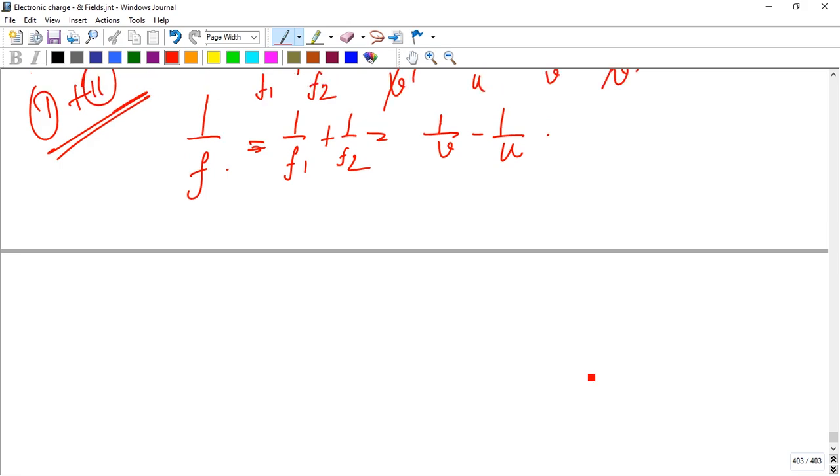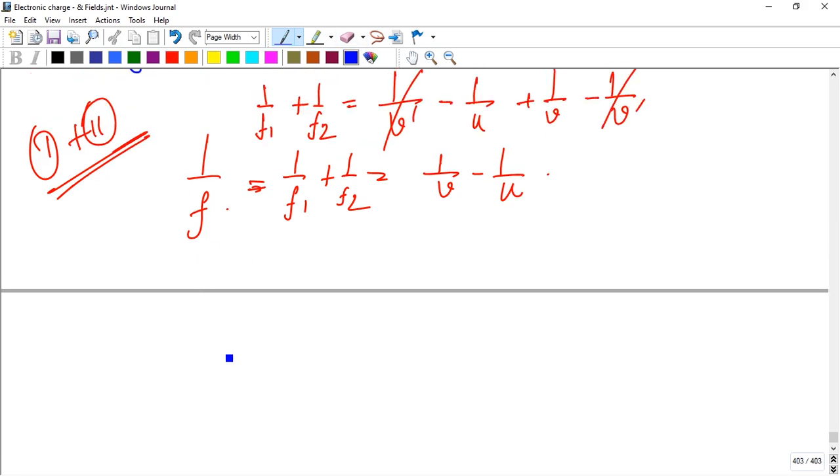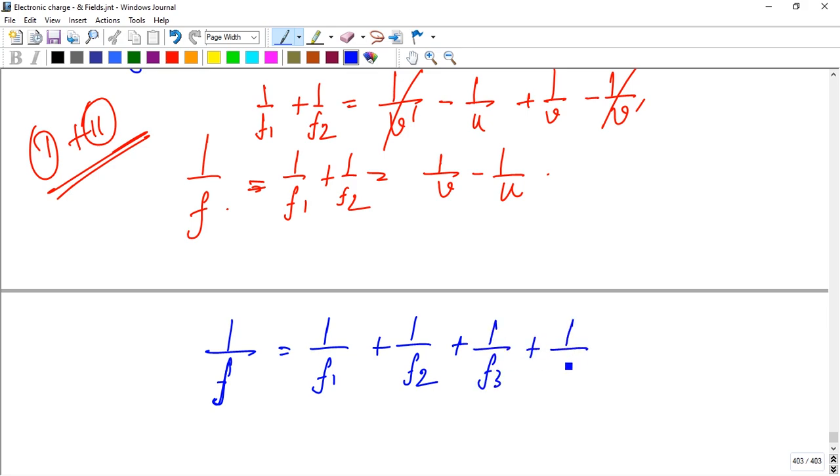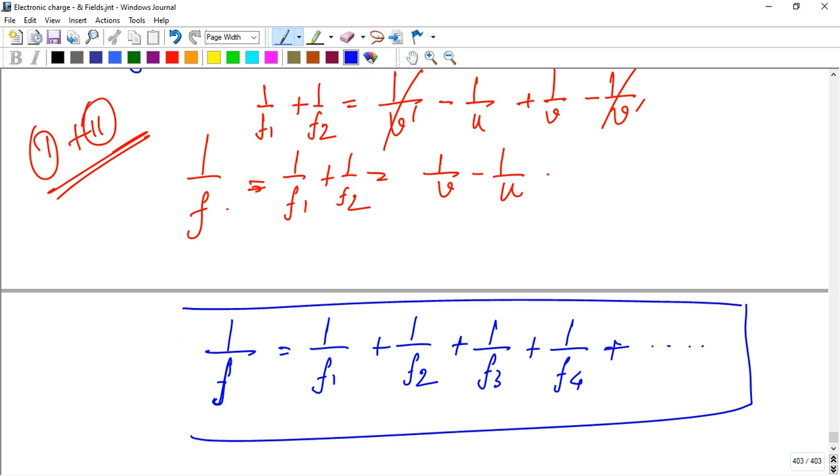Okay, so here you get the final formula: the total focal length F should be added here. It is 1 by F1, the first lens focal length, plus 1 by F2, the focal length of the second lens. If I add a third, or a fourth lens, and so on, they just get added here. So for any number of thin lenses in contact, the sum, meaning addition, of 1 by F1, 1 by F2, and so on gives the effective focal length.